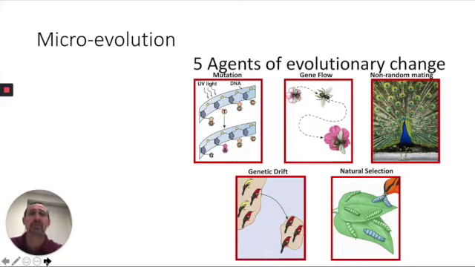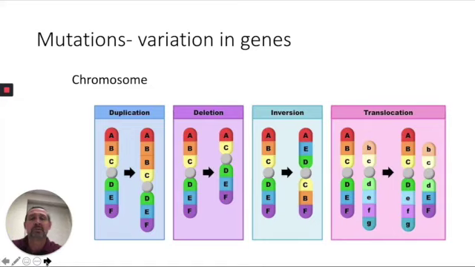So here are 5 different ways that a population can change. One has to do with mutation, the other gene flow, non-random mating, genetic drift, and natural selection. We'll look at each of these in turn. The first has to do with mutations. Mutations can occur at the chromosome level or at the DNA level.